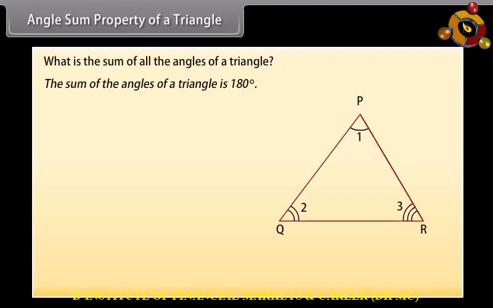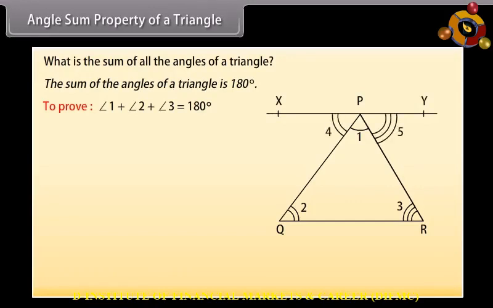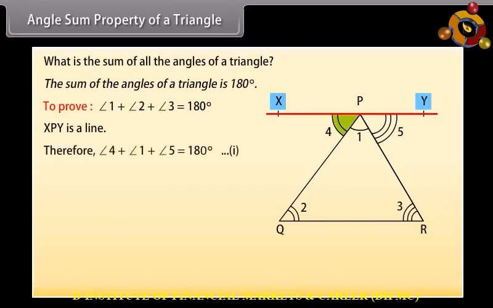We are given a triangle PQR, and angle 1, angle 2 and angle 3 are the angles of triangle PQR. We need to prove that angle 1 plus angle 2 plus angle 3 is equal to 180 degrees. Let us draw a line XPY parallel to QR through the opposite vertex P. Now XPY is a line, therefore angle 4 plus angle 1 plus angle 5 is equal to 180 degrees.